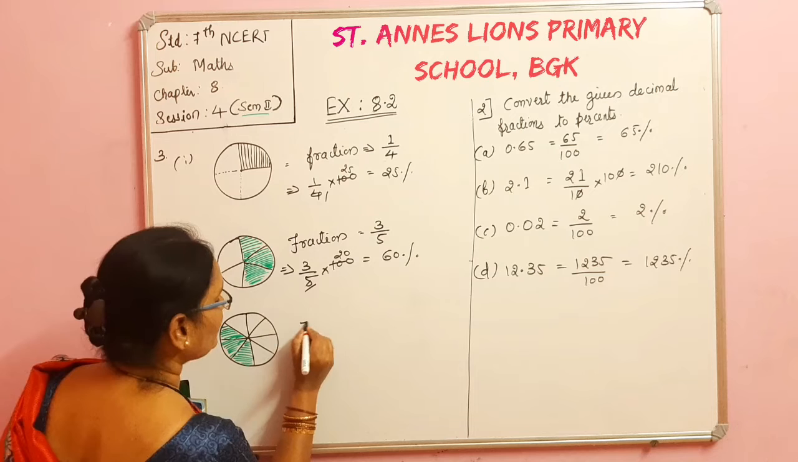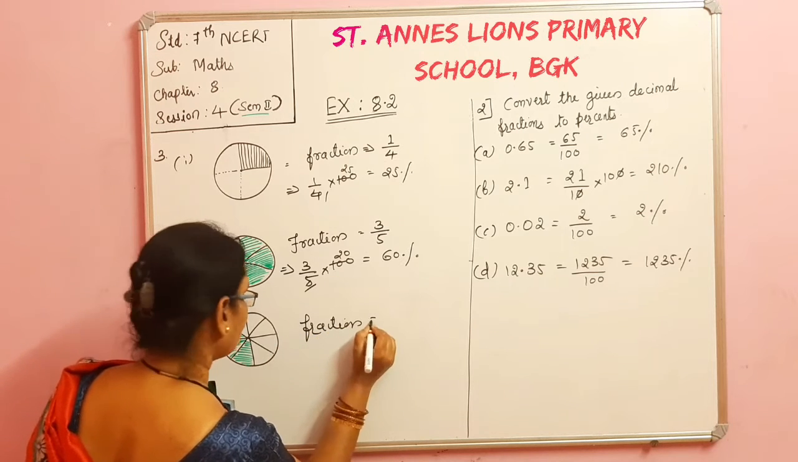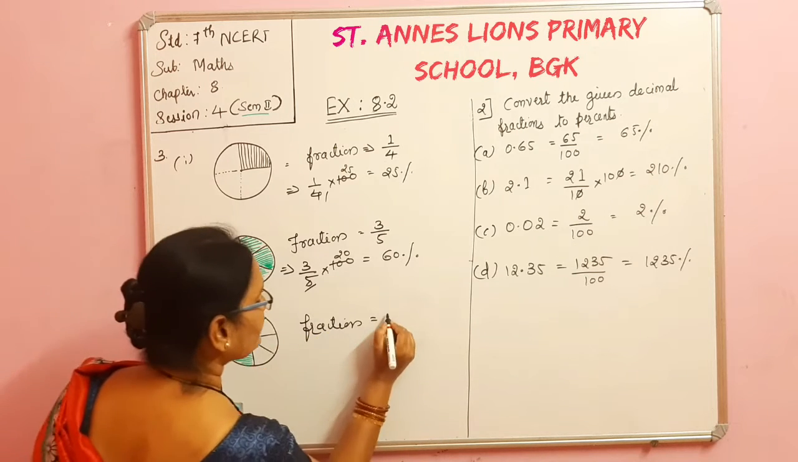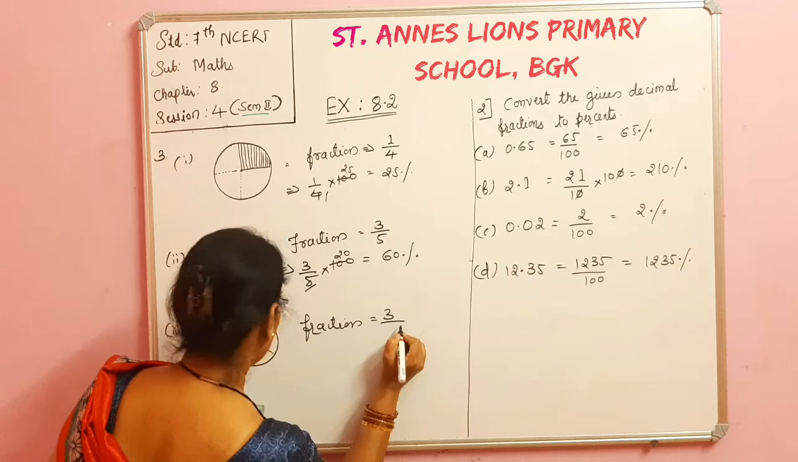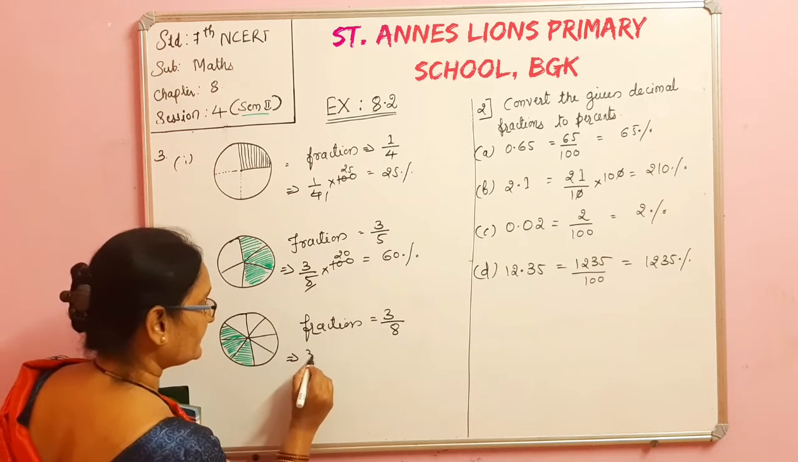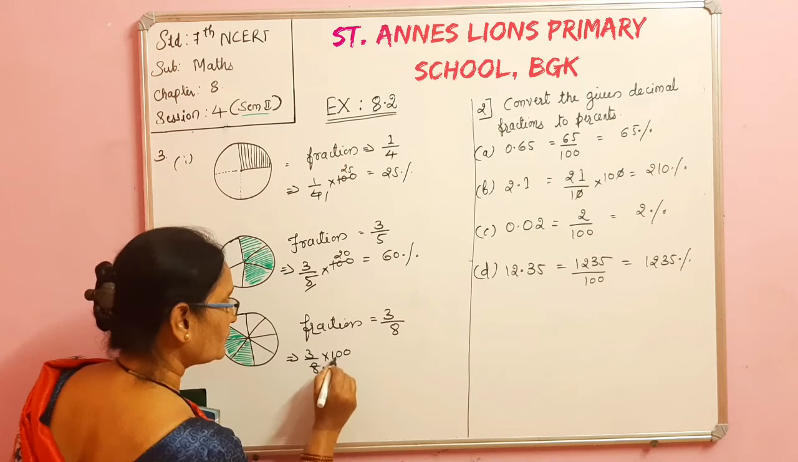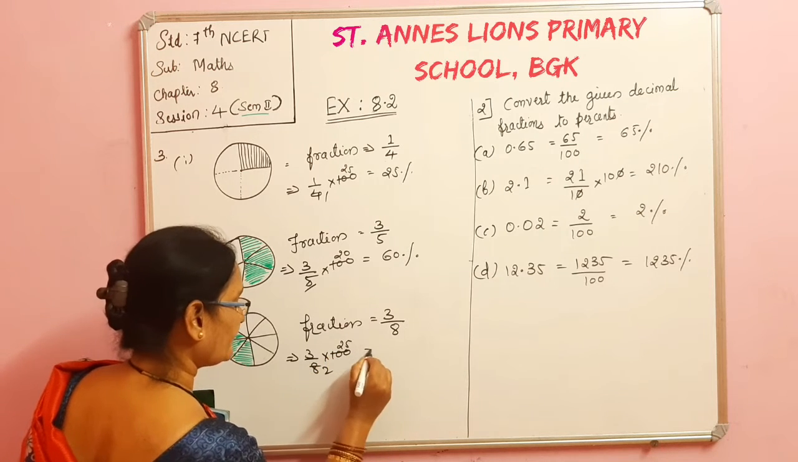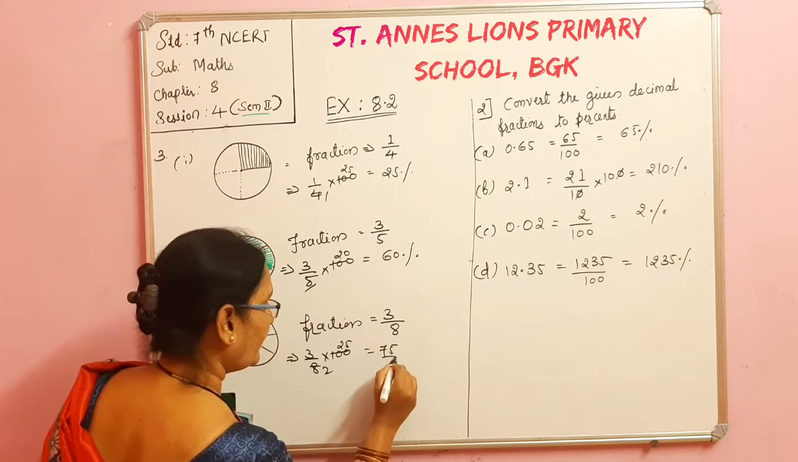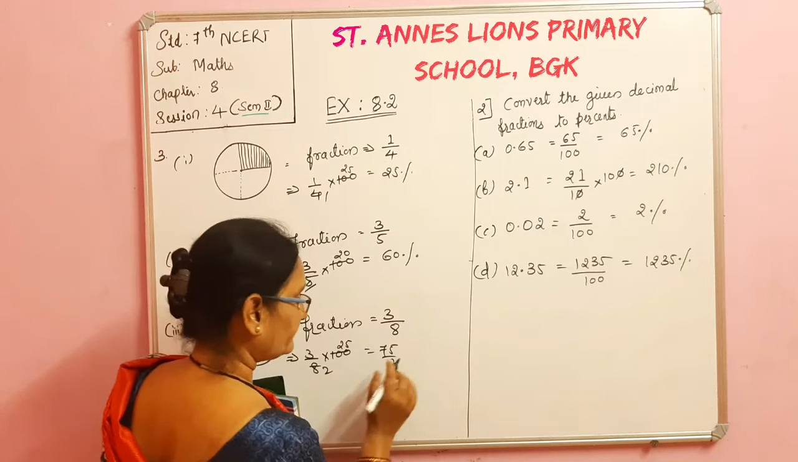So what is the fraction? Fraction for this is totally 8. So in that 3 are shaded, 3 by 8. So this implies that 3 by 8 into 100. 4 twos are 8, 25 twos are 50, 3 twenty-fives are 75 by 2. 75 by 2, we have to divide it.